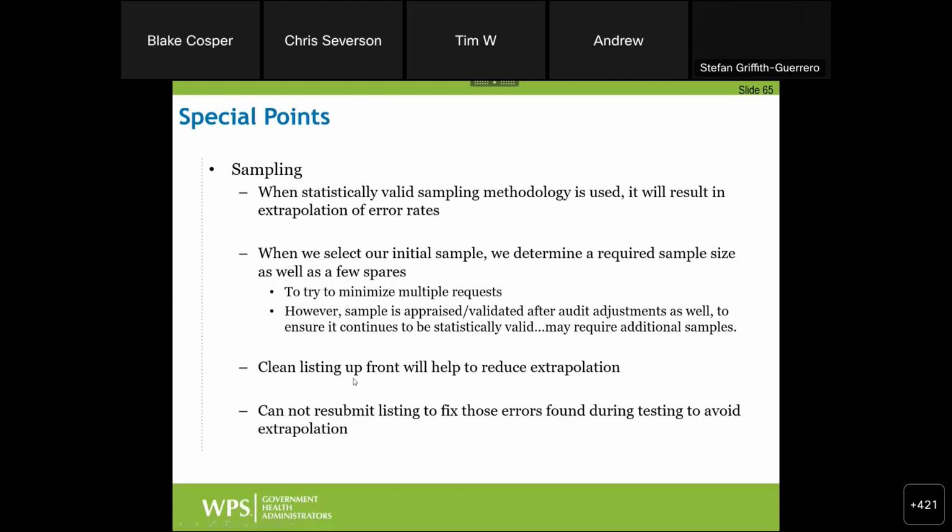So as I said before, the real goal of the audit process is to get the cleanest listing possible up front, so we can avoid quite a bit of that extrapolation. We try to find all the obvious errors. For example, professional fees, claims written off outside of this cost reporting period, and situations where there are obvious duplicates. We try to find those first and carve them out so that we can only sample the remaining amount.